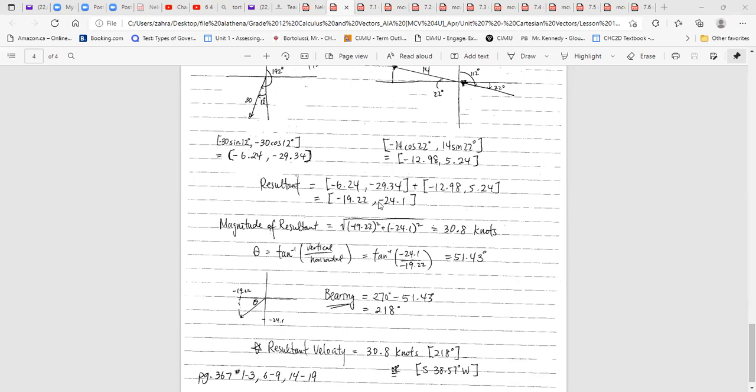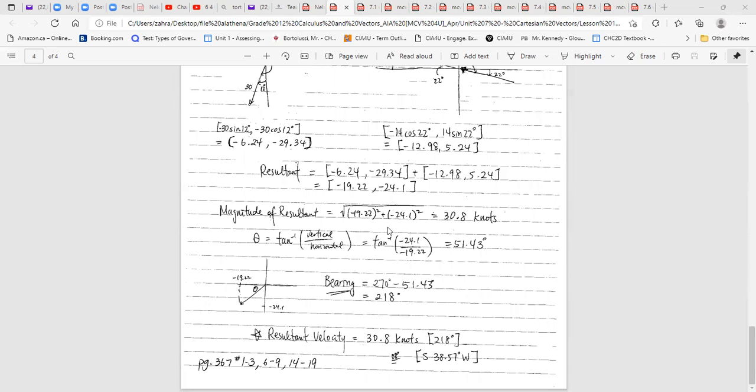Since the x and y are both negative, you're in this quadrant, and that's going to be your angle. The resultant is going to be 30.8 west, at that angle, which is 51.43 south, or south 38.51 west. You do 90 degrees minus 51, and you will get that 38.